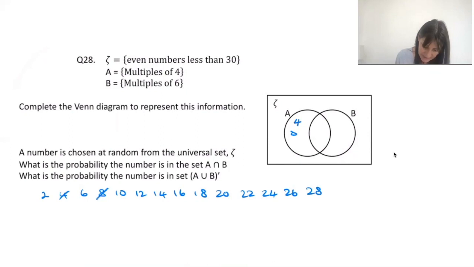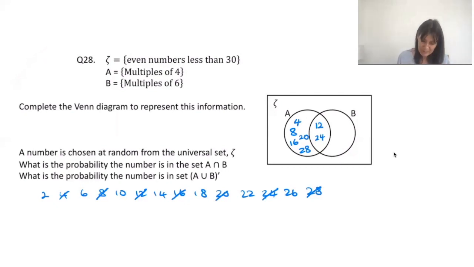8, 12 is a multiple of 4 and 6. So we'll go in here. Continuing with my 4 times table, I've got my 16. I've got my 20. 24 is in both. And then 28 is the last one. And you can see what I've got left.